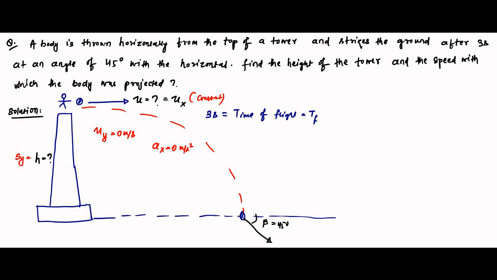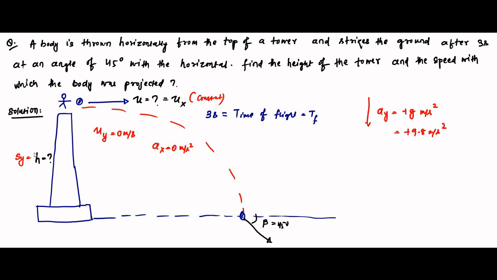Acceleration due to gravity is acting downwards. That is, Ay is equal to plus g meter per second square, that is plus 9.8 meter per second square. Why? Because the downward motion of the projectile is supported by this downward acting gravity force. That's why plus.